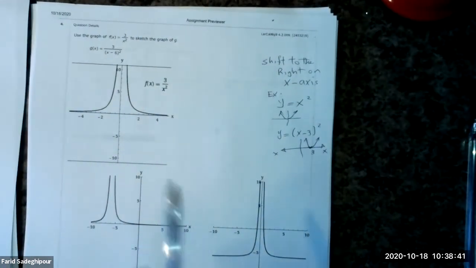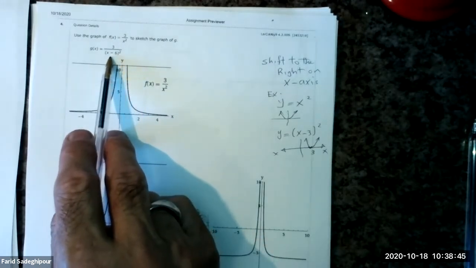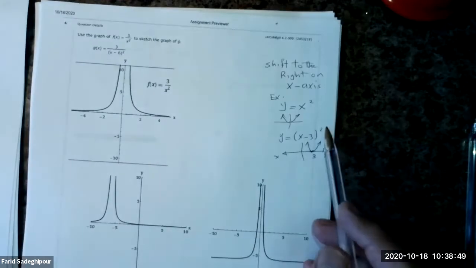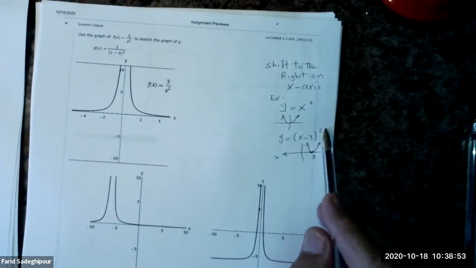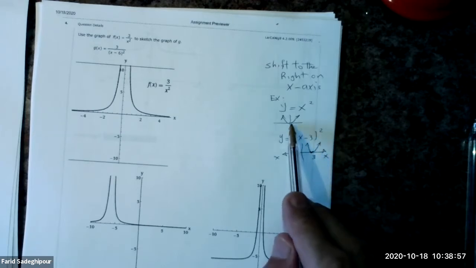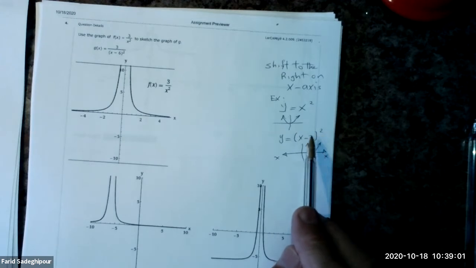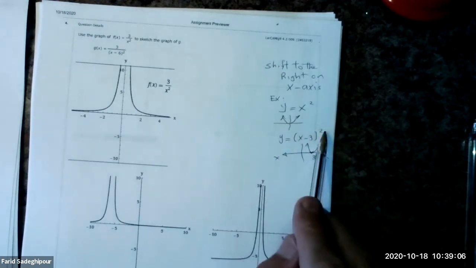If the number is within the parentheses, then the shift is on the x-axis, opposite of these numbers. Example, y equal x2 is like this. What about y equal x minus 3 to the power of 2? The opposite of minus 3 is positive 3, meaning you have to shift this on the x-axis 3 units to the right. So always the opposite of that number, shift is on the x-axis.